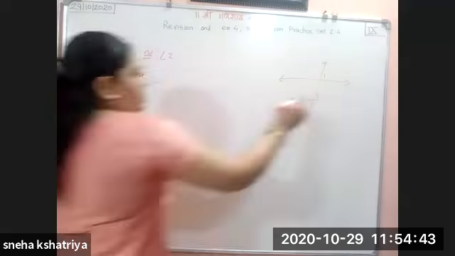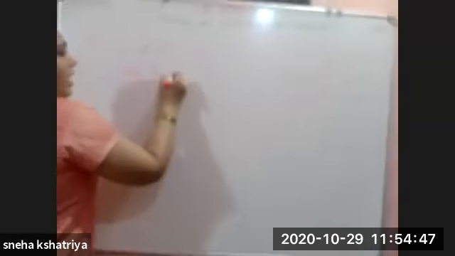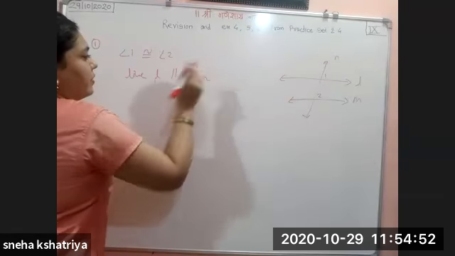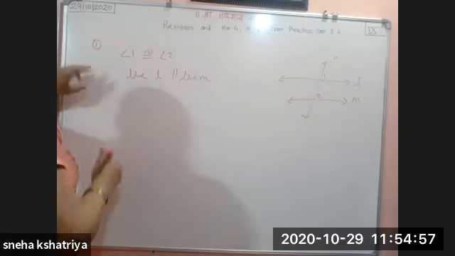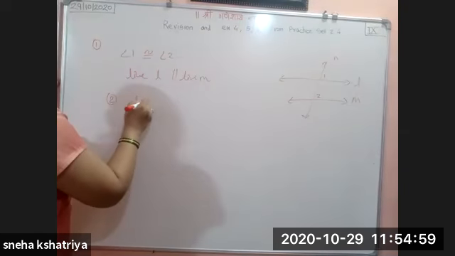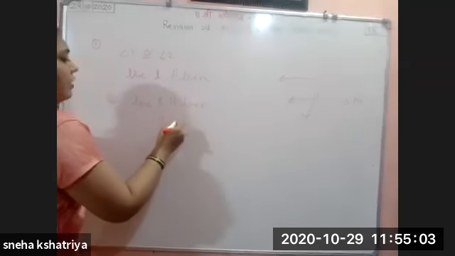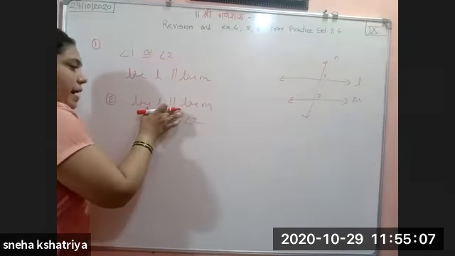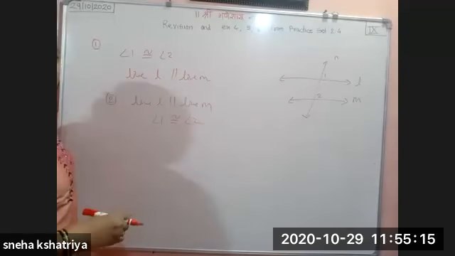say L and M, line L is parallel to line M. And the second condition: if line L is parallel to line M, then angle 1 is congruent to angle 2. Lines are parallel, then angles are congruent. If angles are congruent, then lines are parallel. This is called the vice versa combination.